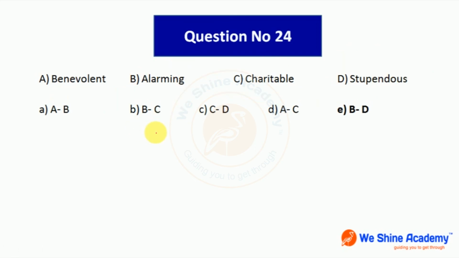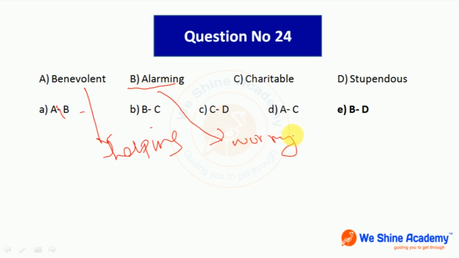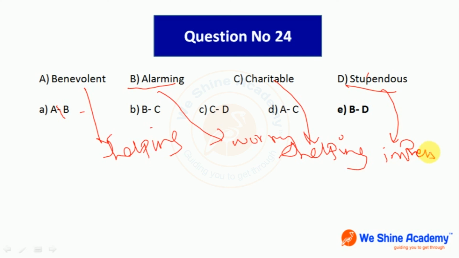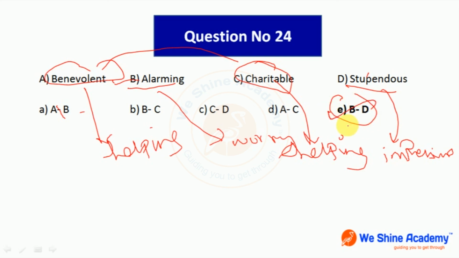Question 24. Benevolent, alarming, charitable, stupendous. So benevolent meaning is helping. Alarming is worry. Charitable, which is also helping. Stupendous is impressive. I think you know about the answer. Benevolent also has the meaning helping. Charitable also has the meaning helping. These two words are same in meaning. Option E is the right answer.